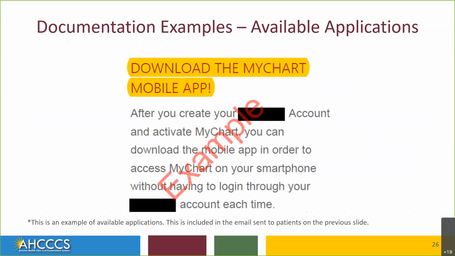So you need to not just provide instructions on how to access the information through the API. You need to say, hey, here's a potential app that you can use. So just make sure you're giving both of those types of instructions to the patients. This was included in the email sent to the patients on the previous slide. So we had to confirm that both of these examples were sent to every single patient after the visit.